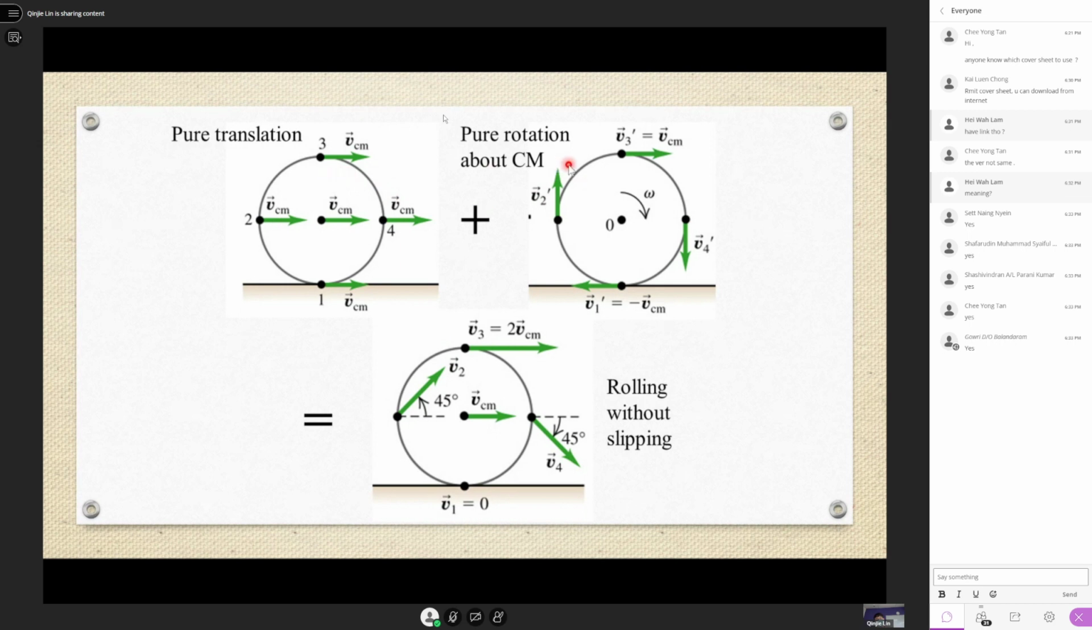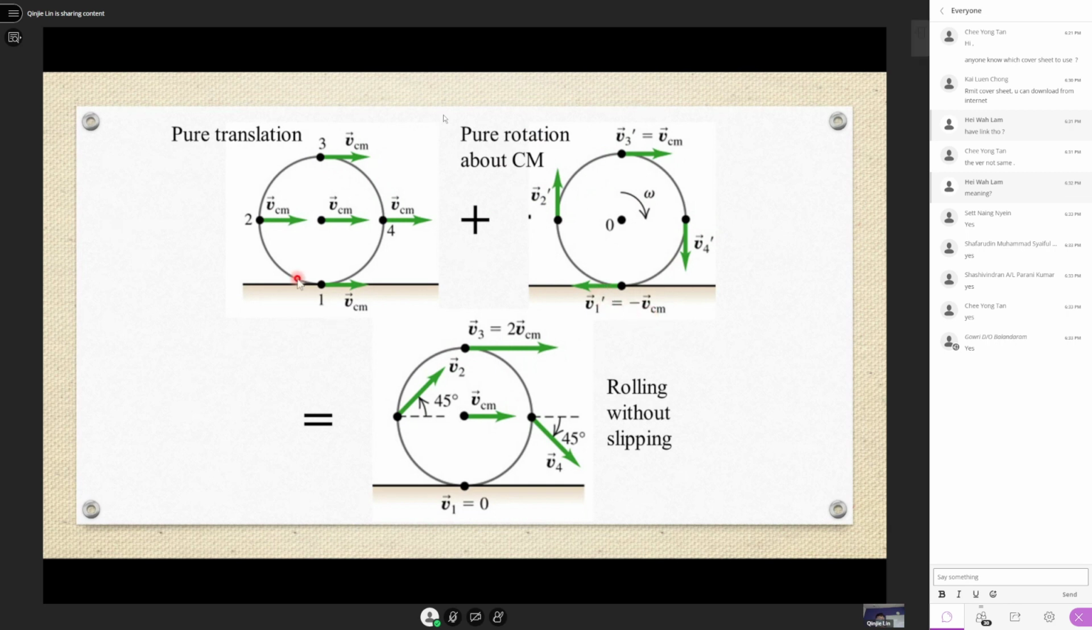Same thing for point 3. Point 3, translation is moving to the right. For rotation, because it's going like that, at this point it's also going to the right. What happens when you add it? It will be a longer vector. So this point, the top point here, when you look at the rolling motion, you'll move very fast in the direction, because it's actually two vectors pointing to the right, then you add them up together. Same for point 4.